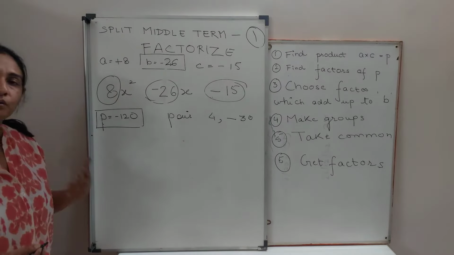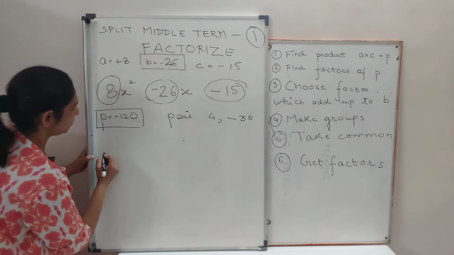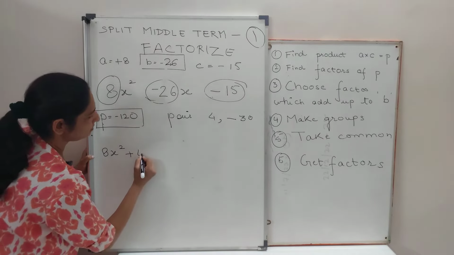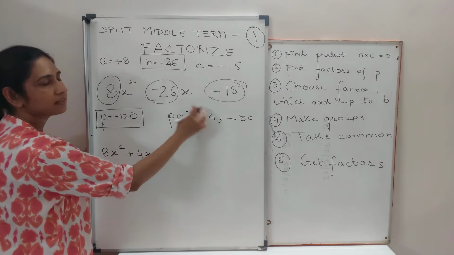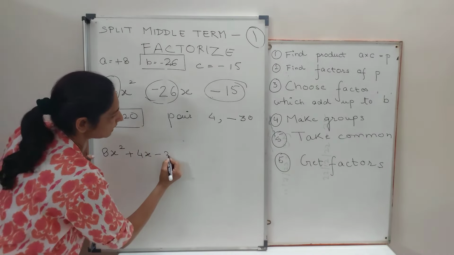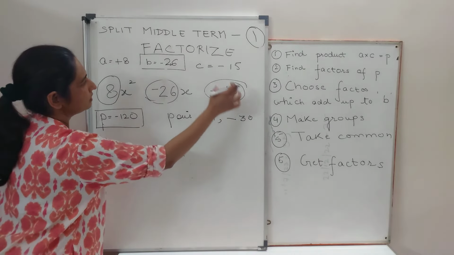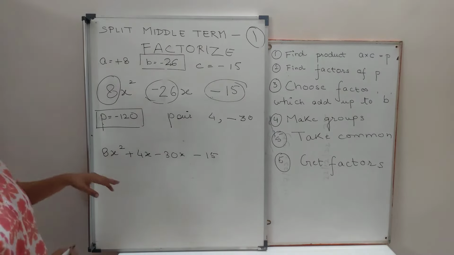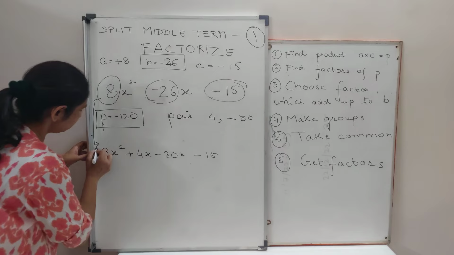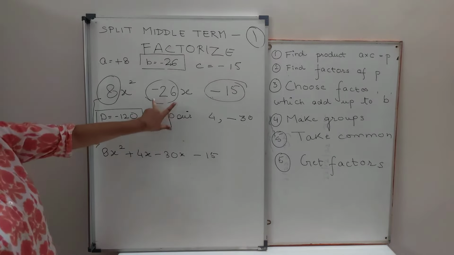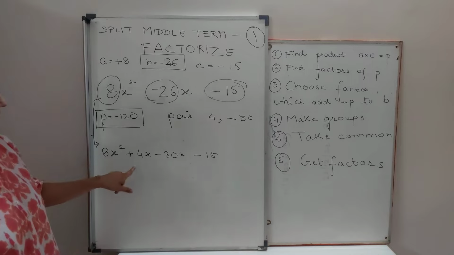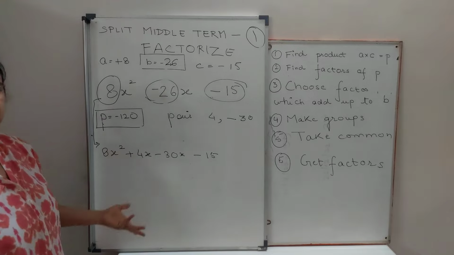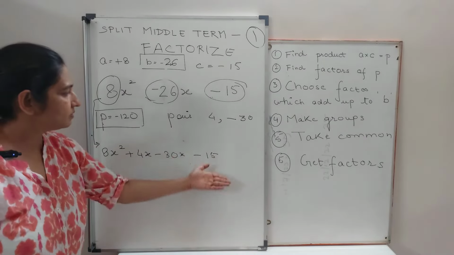Now it is not difficult. Now you all know how to do it. What we will do, we will copy the equation as it is. We will write plus 4x, and add x to it. We will write minus 30x and the remaining equation. We have rewritten the equation: 8x square. This term we split, it was minus 26, and we made it plus 4 and minus 30. It is also minus 26, so it's good. And minus 15 we keep as it is.